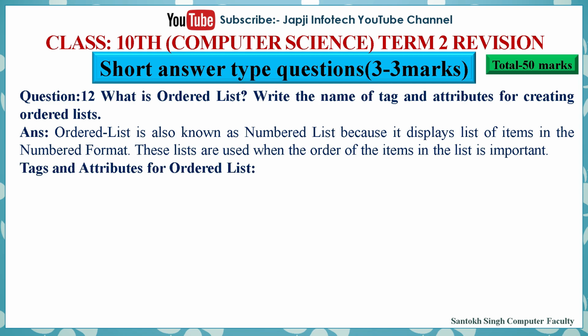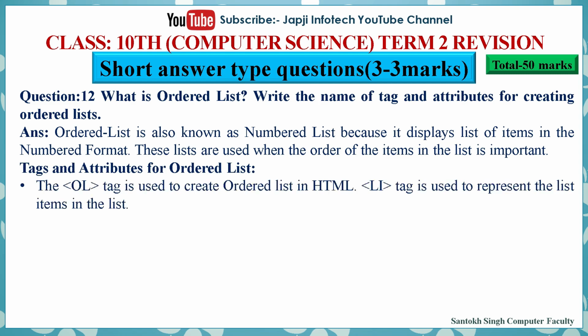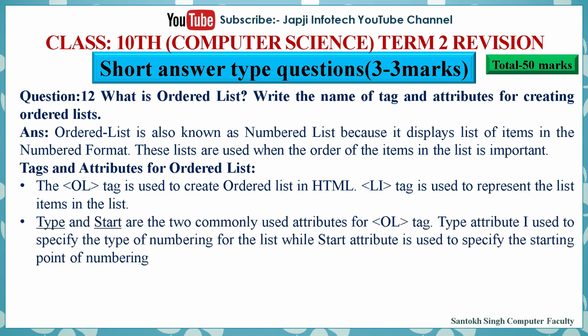So tags and attributes for an ordered list are, the first one, the OL tag is used to create an ordered list in HTML. The LI tag is used to represent the list item in the list. Type and start are the two commonly used attributes for the OL tag. The type attribute is used to specify the type of numbering for the list, while the start attribute is used to specify the starting point of numbering.